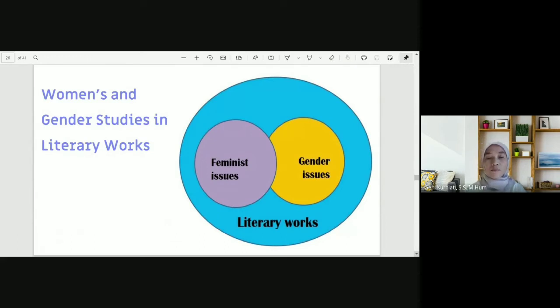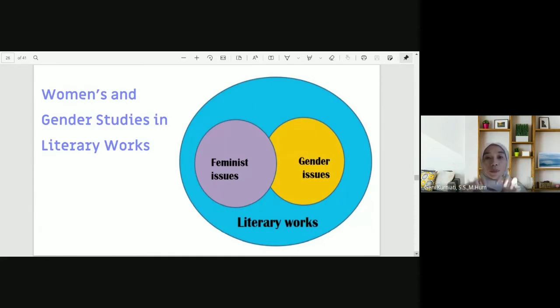How to say it? We have literary works. It could be poems, poetry. It could be movies or films. It could be picture books. It could be any kind of literary works that portray women's and gender issues. So the position is we have literary works, and then there are gender issues and feminist issues.